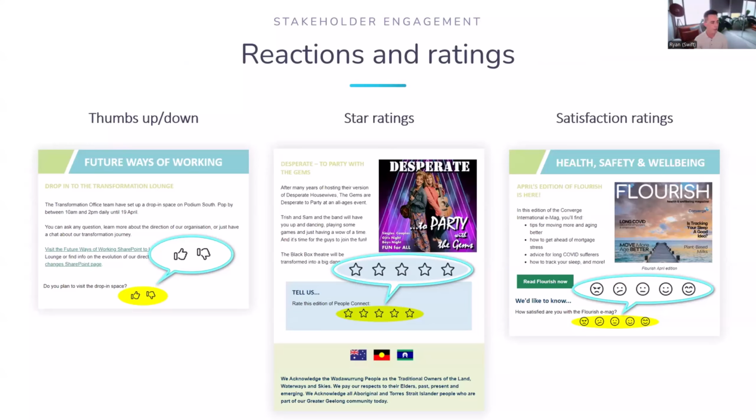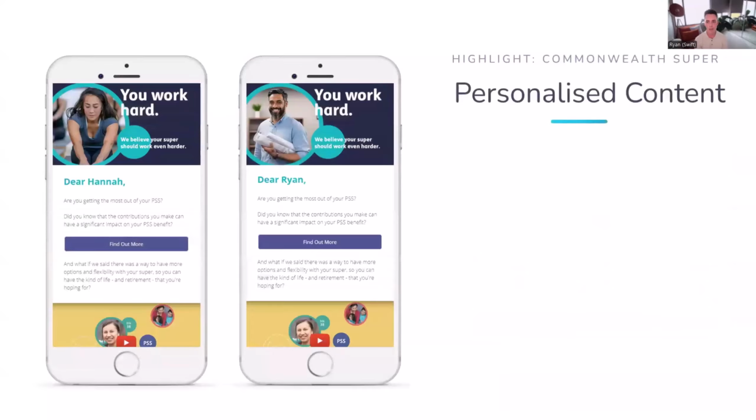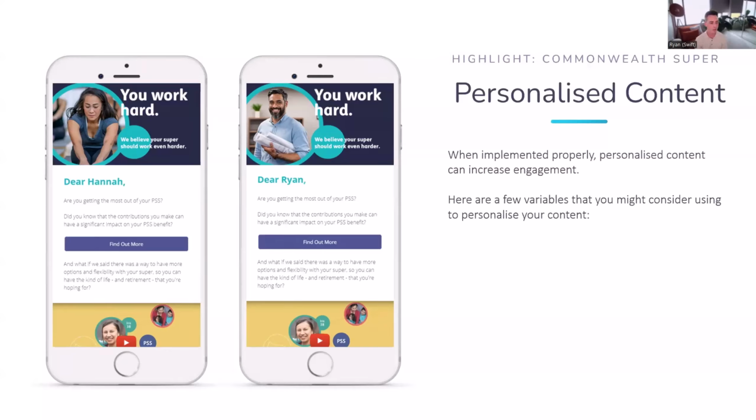All right. Next, I just wanted to go through a highlight for Commonwealth Super and the way that they have personalized content based on the data that they have on their contacts. Personalized content can really help increase your engagement and click rates as well. You can do personalized content based on any data that you have.